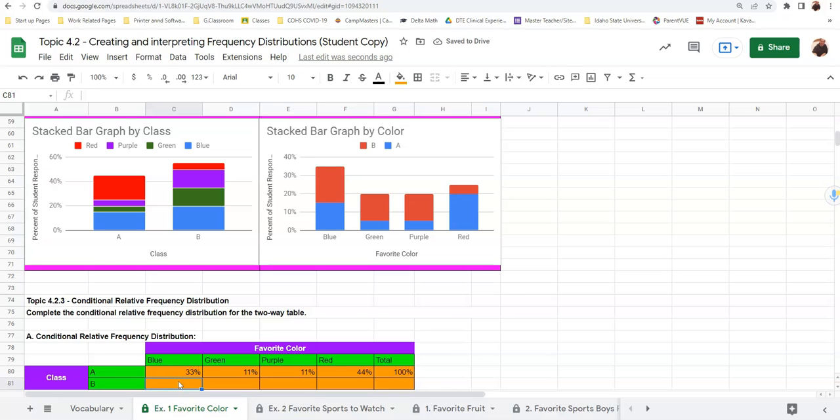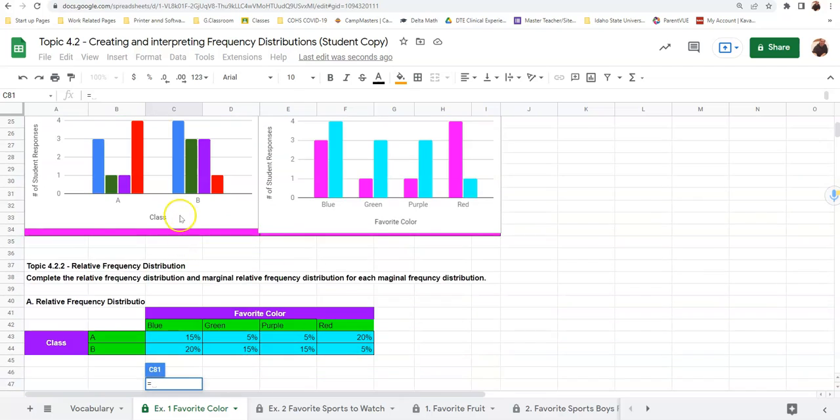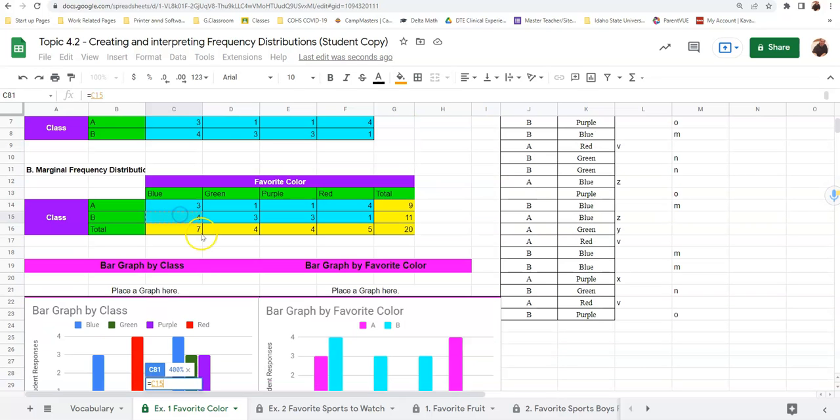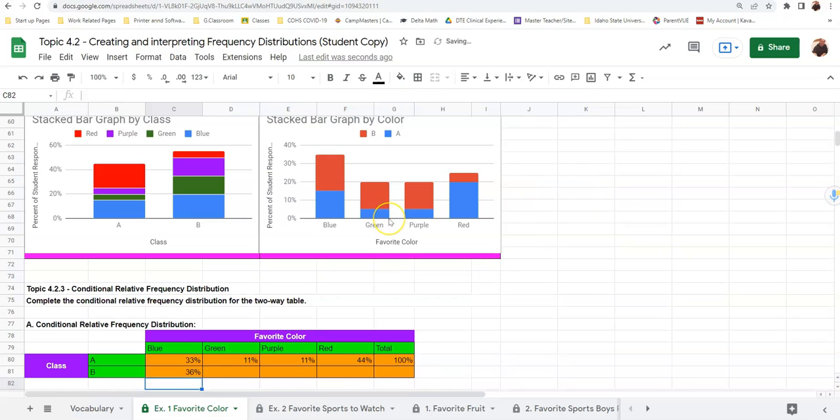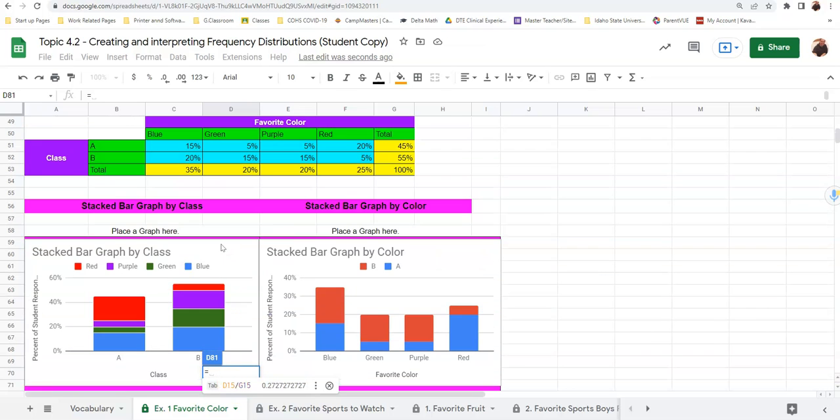And then we're going to come over and do the same thing for B. Equals, scroll up, total number of B that's blue divided by the total number of B altogether. And we're going to continue to do that all the way across. Equals, we're going to go up to the blue.